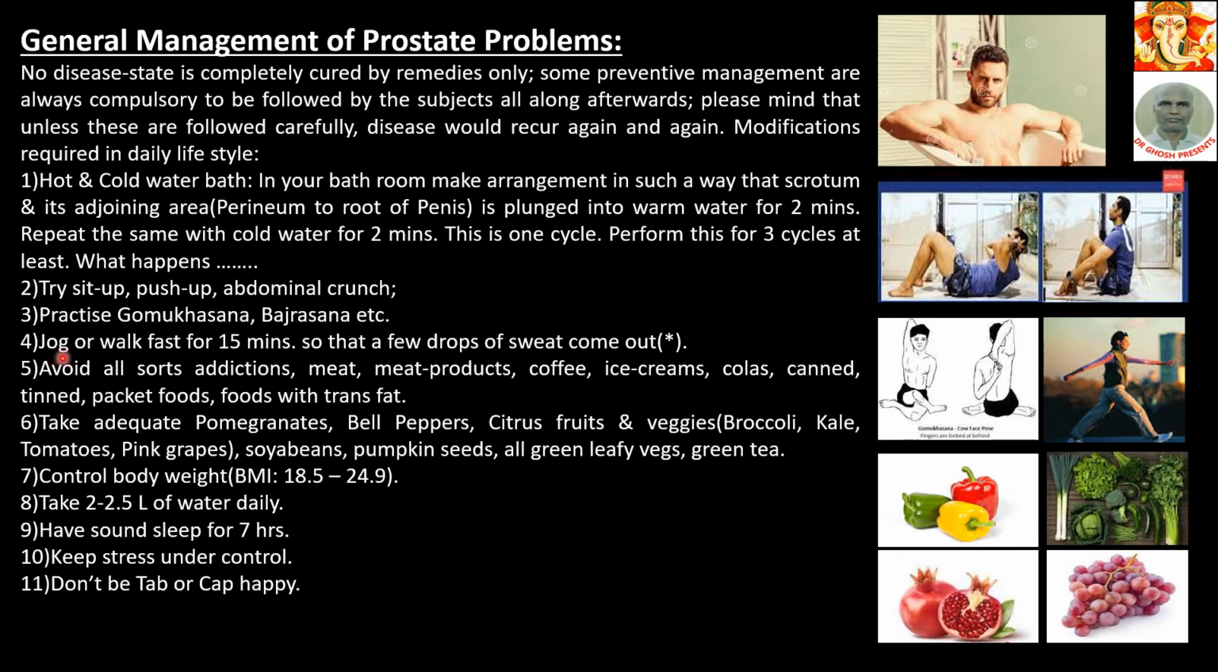When you perform some work and drops of sweat come out, then you are successful. Avoid all sorts of addiction, meat products, coffee, ice cream, colas, canned, tinned, packet foods with trans fat. Take adequate pomegranates, bell peppers, citrus fruits, veggies, broccoli, kale, tomato, pink grapes, soybeans, pumpkin seeds, all green leafy vegetables, green tea. Control body weight. BMI, body mass index, must be within 18.5 to 24.9. Take 2 to 2.5 liters of water daily.